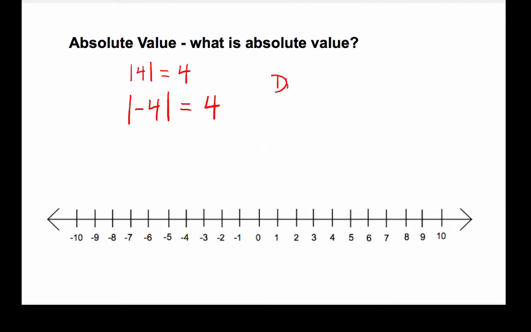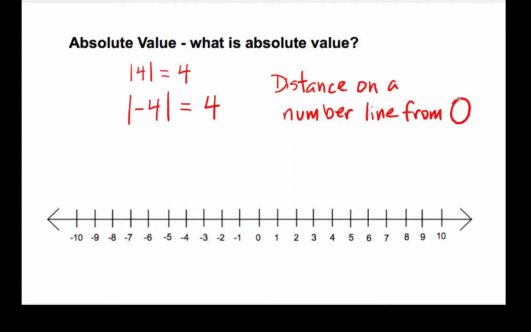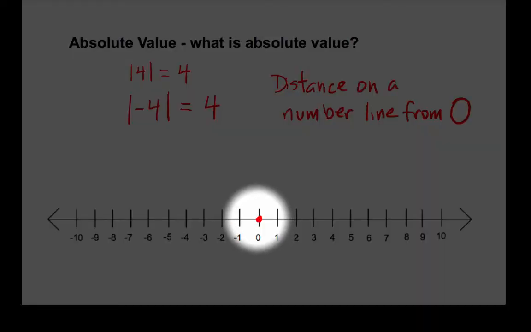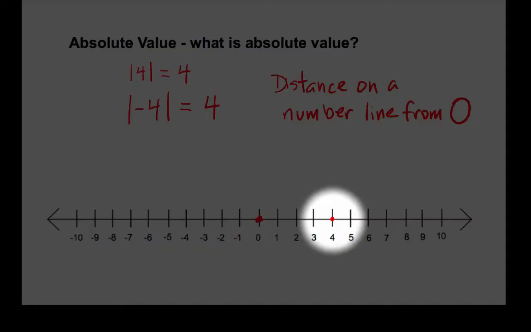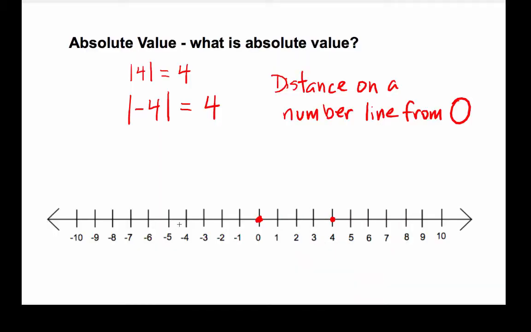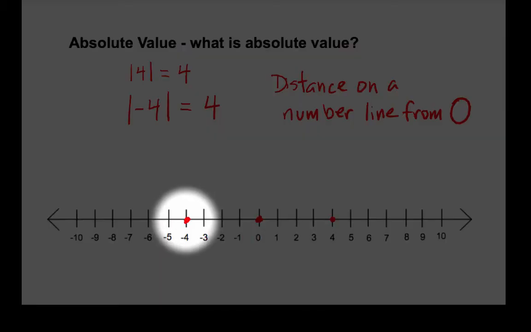Absolute value is distance on a number line from 0. So I'll use my 4 and my negative 4 examples here. So here we have 0 on a number line. Here's the number 4 on the number line. And here is negative 4 on the number line.